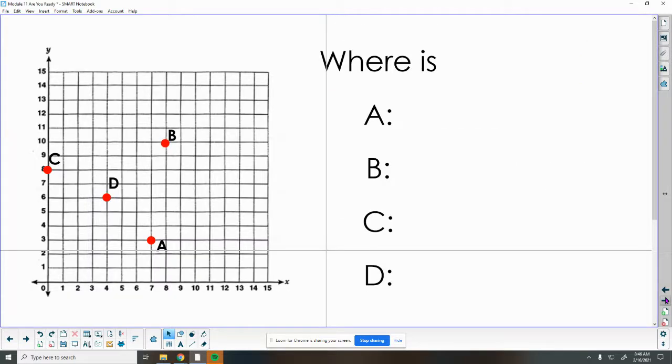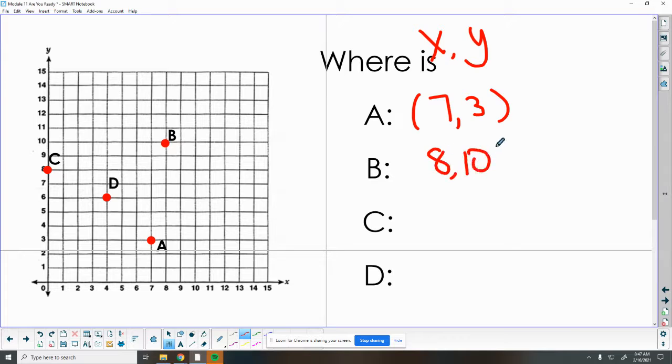Okay, so let's move on to our graphing here. So remember, we always want to use the x-axis first and go over, then up. So let me get a pen. So A is over 7, up 3. So we put them in parentheses, 7, comma 3. We always want x first, then y. It's like our elevator. We have to walk over to the elevator. So I walked over 8 steps, and then I went up to the 10th floor. So over 8, up 10.